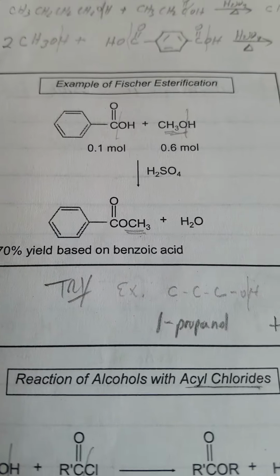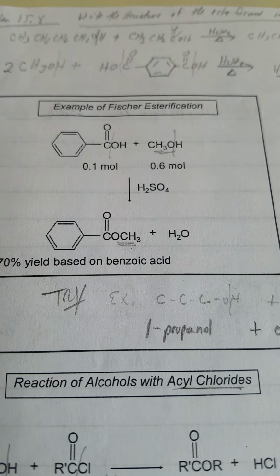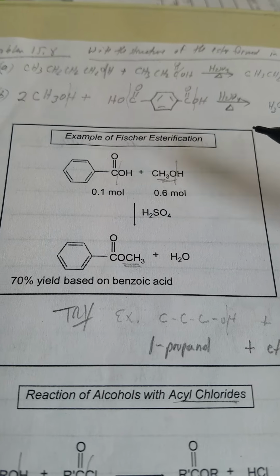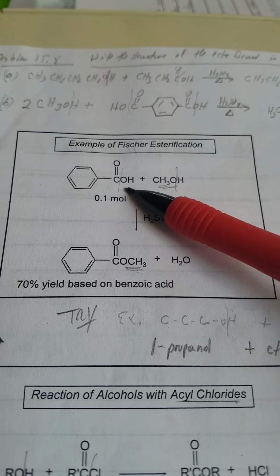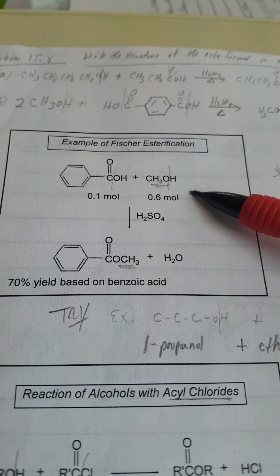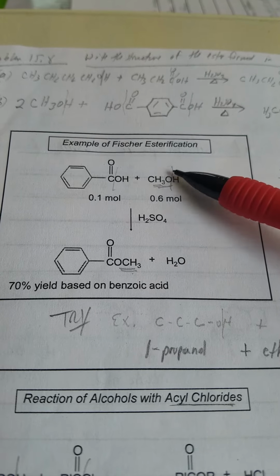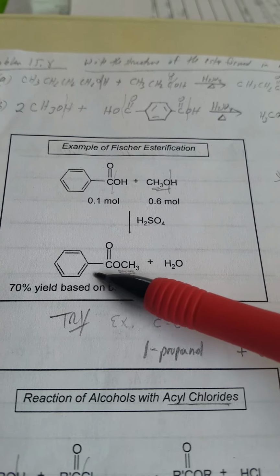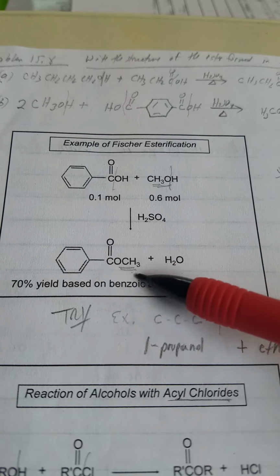So looking at an example, here you have this carboxylic acid, your benzoic acid, and then your methanol. The methanol is going to lose the hydrogen, the benzoic acid is going to lose the OH group, and you're going to end up forming this ester.